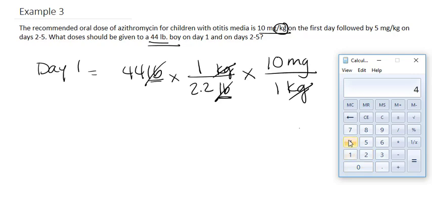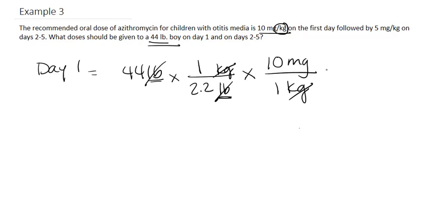So let us do this problem. We have 44 times this 10 on the top, which is equal to 440. Now we need to divide by 2.2, which will give us 200. So our answer is 200 milligrams for day 1.